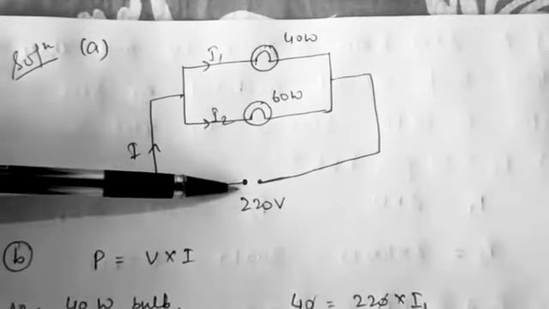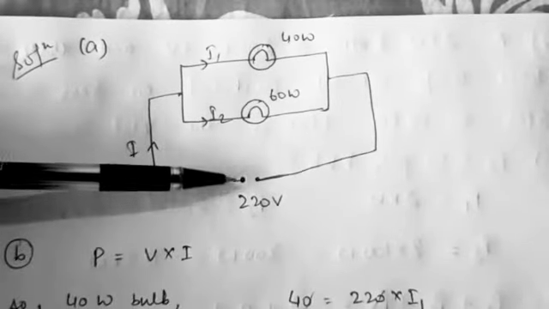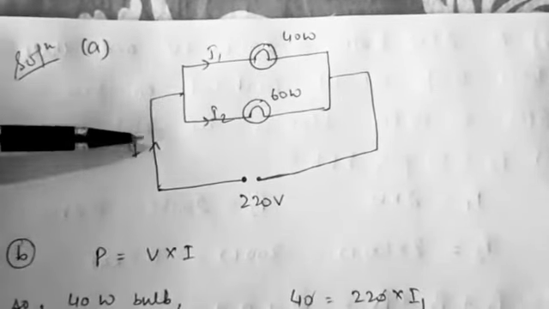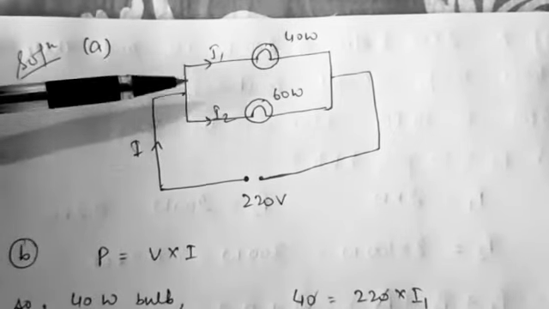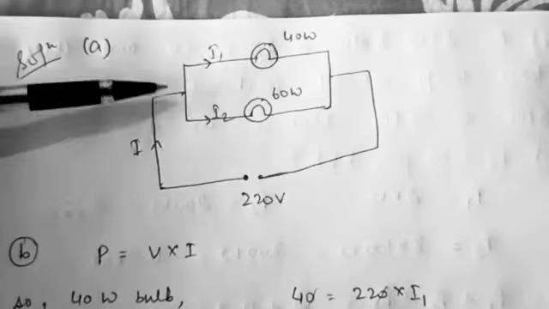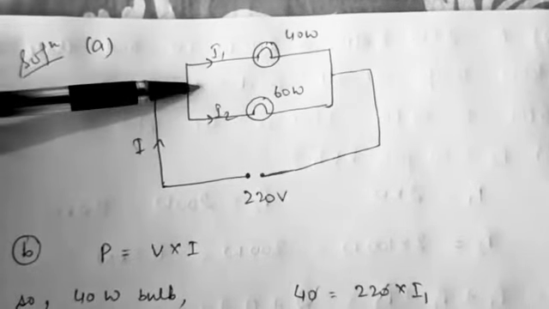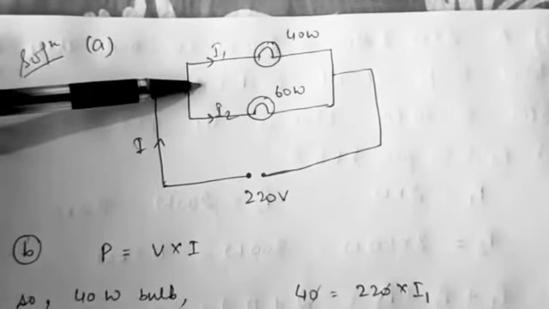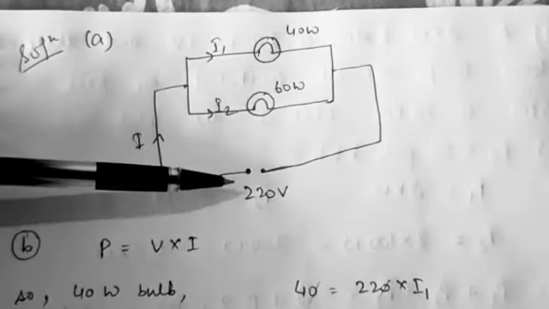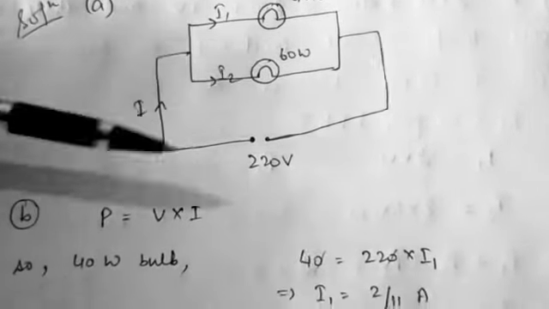Now if 220 volt is the supply, then the total current supplied by the 220 volt potential difference would be I, and this I would distribute into I1 and I2, because there are two arms and the current will break into two arms. The higher the resistance, the lower the current; the lower the resistance, the higher the current. So if we have this potential difference, we can calculate various other things.